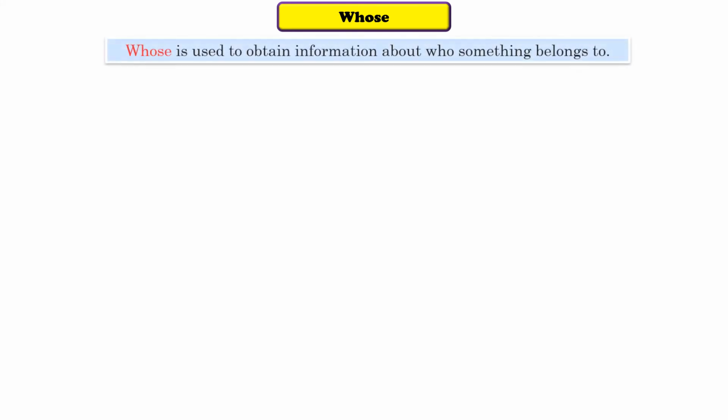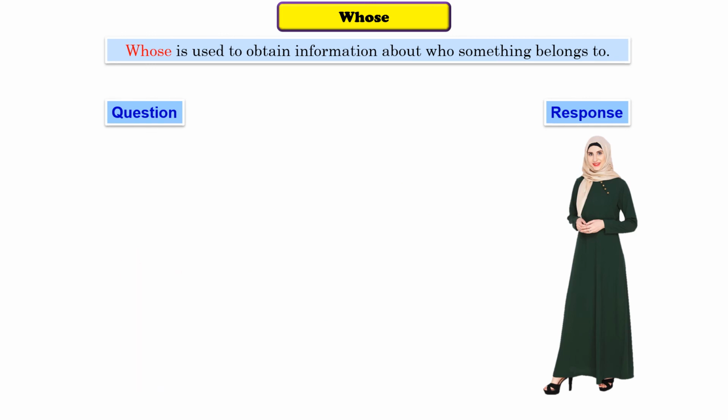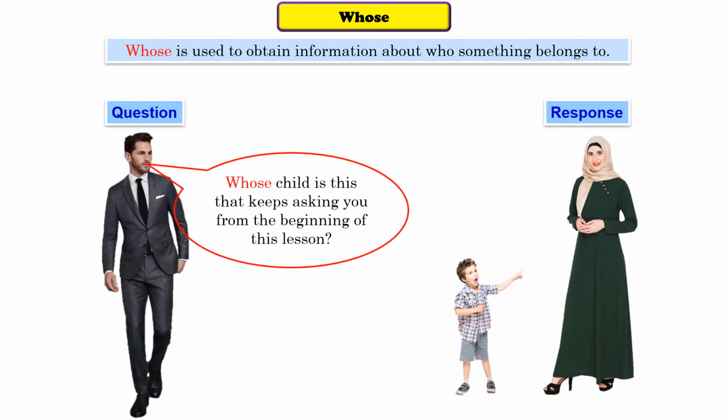Whose. Whose is used to obtain information about who something belongs to. Example: Whose book is on the table? That's Dad's book. Another example: Whose child is this that keeps asking you from the beginning of this lesson? He is my child.